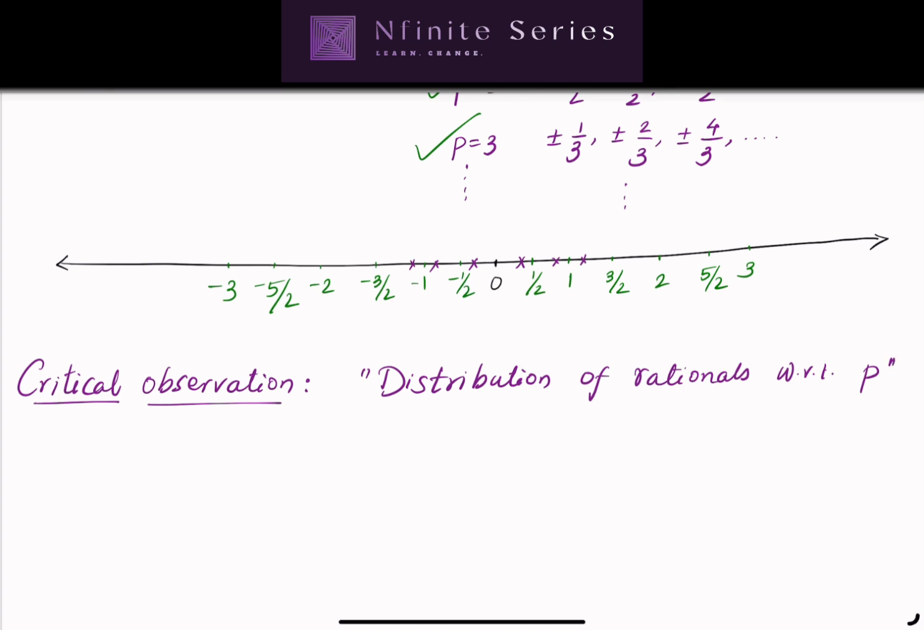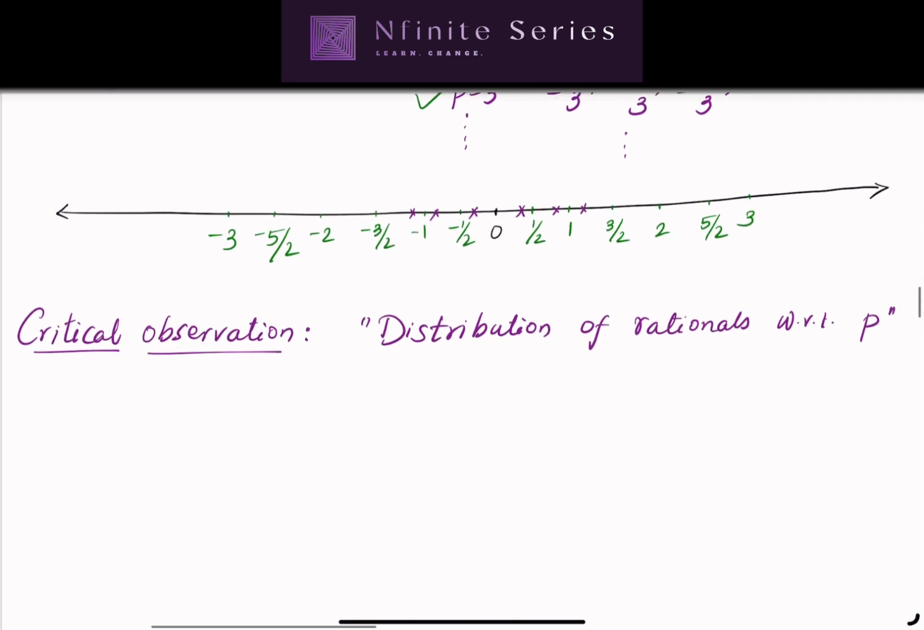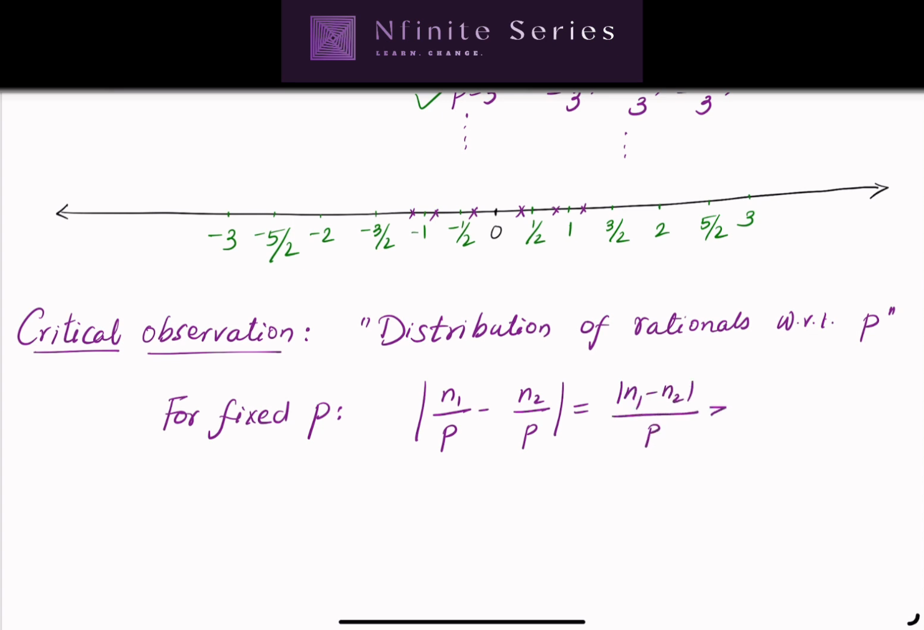As noted above, the rational numbers for each layer p are discretely distributed along the real line. Let's make this notion mathematically precise. We have that for fixed p, if we take two rational numbers, n1 divided by p and n2 divided by p, and take their difference, this is equal to modulus of n1 minus n2, divided by p, and if n1 and n2 are distinct, then this difference is greater than or equal to 1 by p.